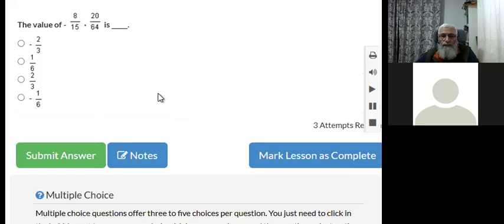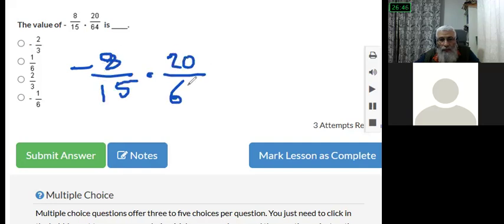Read this one. The value of -8 over 15 multiplied by 20 over 64 is. You could do cross multiplication, but we have a negative sign. -8 over 15 multiplied by 20 over 64. The result will be positive or negative? The result would be negative. So this is not correct. This is not correct. Now you can simplify.